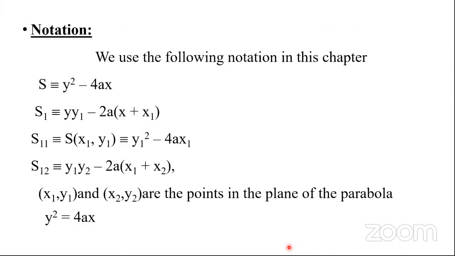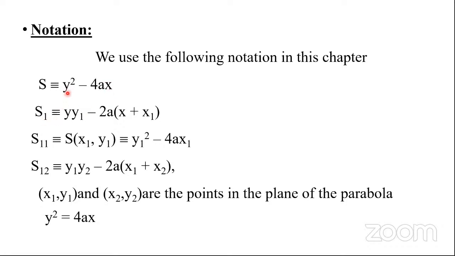In the coming exercises, we use the following notations, to be noted, children. As we have studied in the equation of a circle, we also study the values of S1, S11, S12 and what they mean in the chapter. So let us recapitulate the notations again, children. We know S will be the general form of the curve. Since we are talking about the parabola in this chapter, S is y² − 4ax.